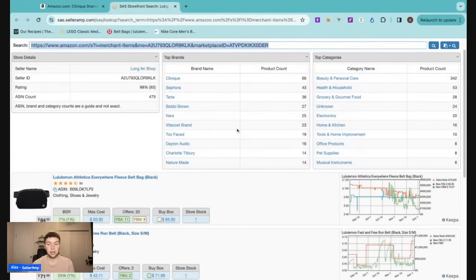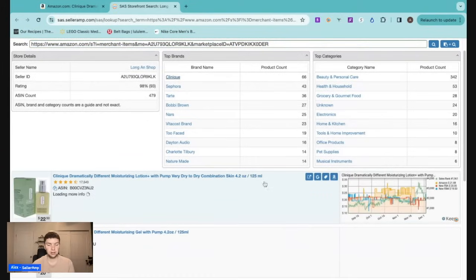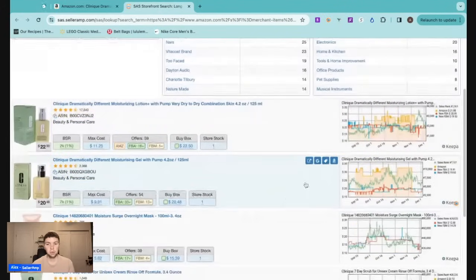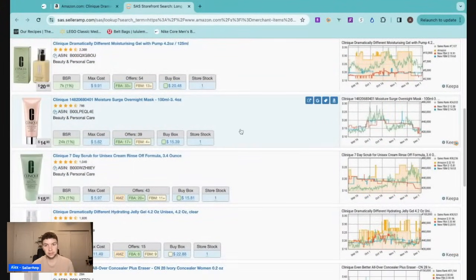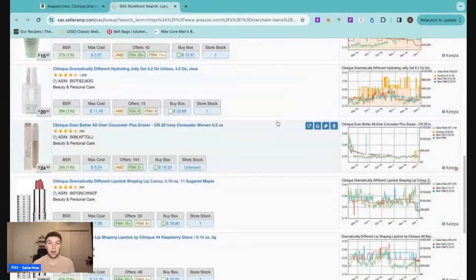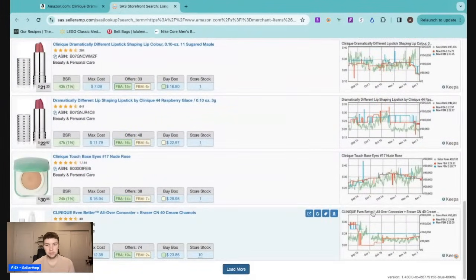So we see Clinique. We can sort by that one. We can just get an idea of some of the storefronts here. We see Amazon is on some of them, but they have a ton. So if Amazon is only on some of the listings, that's a good sign that they're not on all of them. So we can see Amazon's not on a lot of these.